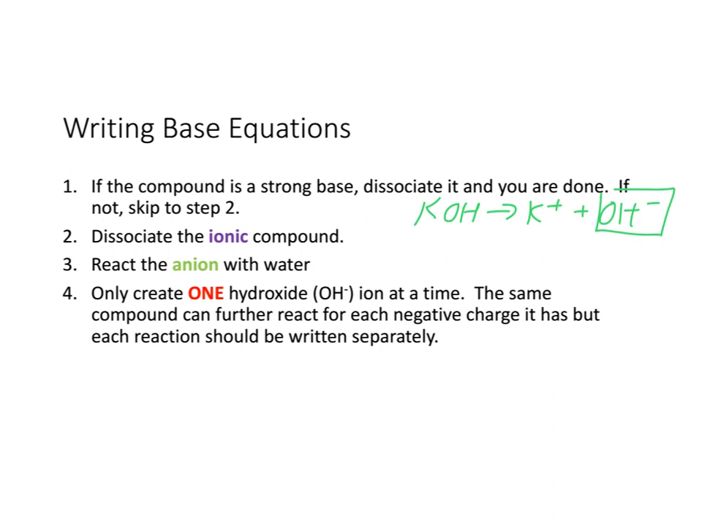So let's say the compound you're dealing with is not one of the strong bases. And remember, a base has a pH of greater than 7 and it turns red litmus blue. So when you take an ionic compound and you dissociate it, then you're going to react an ion with water to produce hydroxide. Just like polyprotic acids, we're going to react a polyprotic base with water one hydroxide ion at a time.